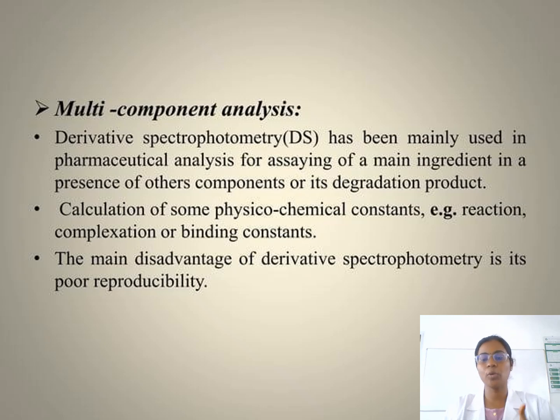Okay, so multi-component analysis. Derivative spectroscopy, shortly DS, has been mainly used in pharmaceutical analysis to assay the main ingredient in the presence of other components or degradation products. There is also correlation of some physicochemical constants, for example reactions, complexation and binding constants. The main disadvantage of derivative spectroscopy is the poor reproducibility.